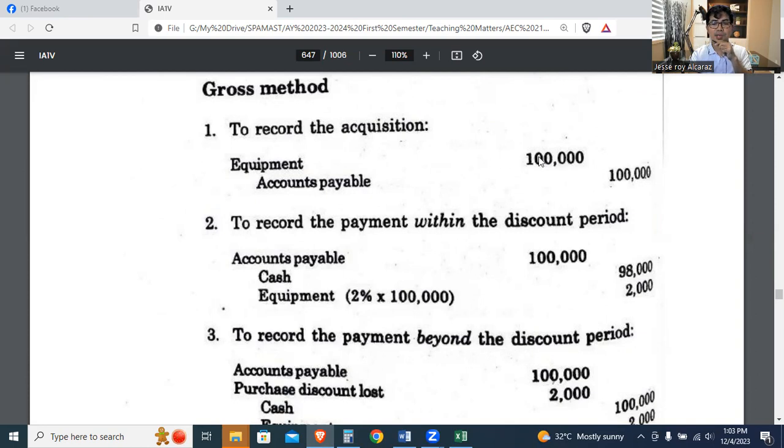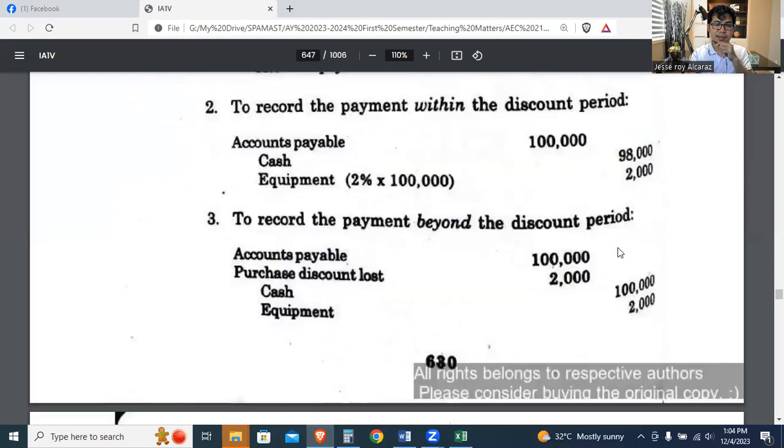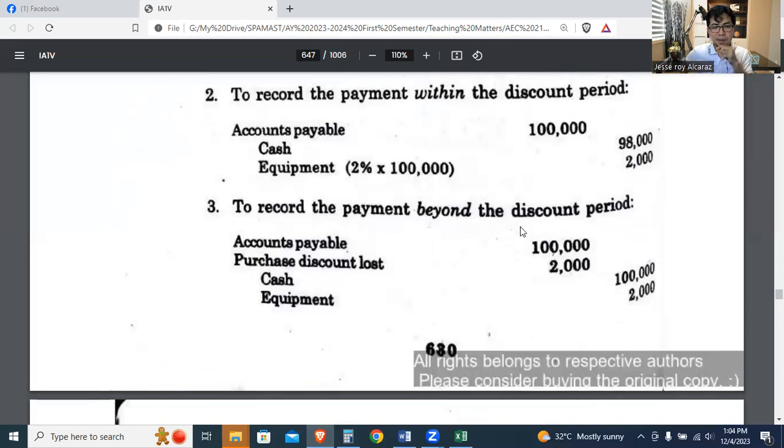So the equipment was initially recorded at 100,000 pesos. However, we paid within the discount period. Therefore, instead of 100,000, only 98,000 was paid. So from 100, we reduce it by 2,000, then our equipment is now recorded at 98,000. So from 100 here, right? Debit, then equipment, credit. So its balance is only 98. So to record the payment, okay, what about if it is beyond the discount period?